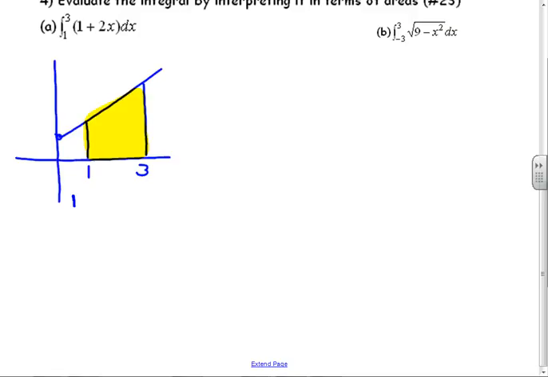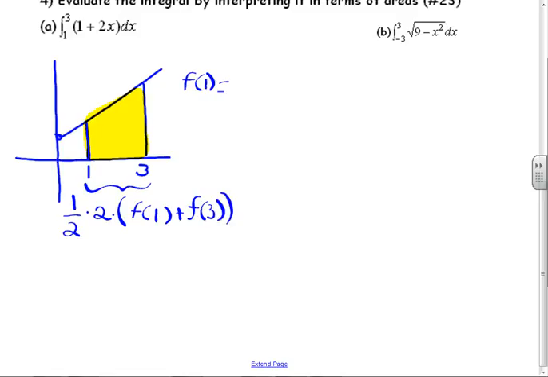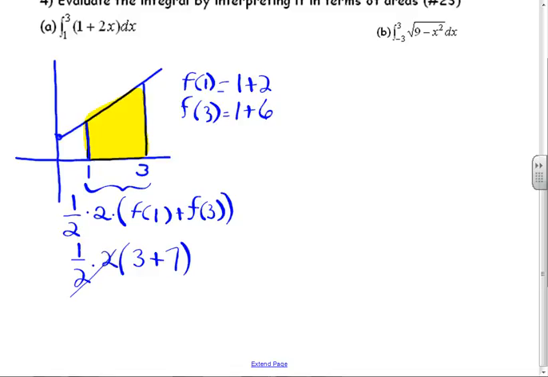So let's see, it's 1/2 the height, which is 2, times the sum of the bases. So I have to find this out. What is f of 1? This is f of 1 plus f of 3. So just substitute that in there. 1 plus 2 is 3. And what's f of 3? 1 plus 6. So it's 1/2 times 2, and that's 3 plus 7, and the 2's go, which gives you an area of 10.